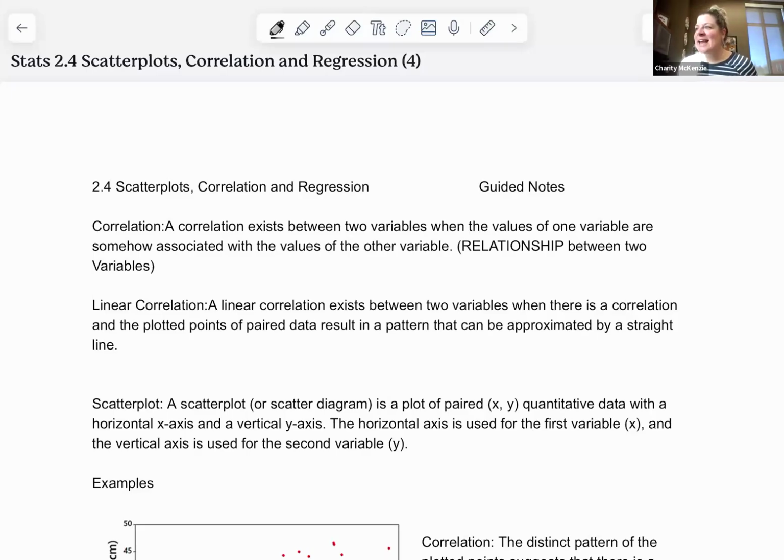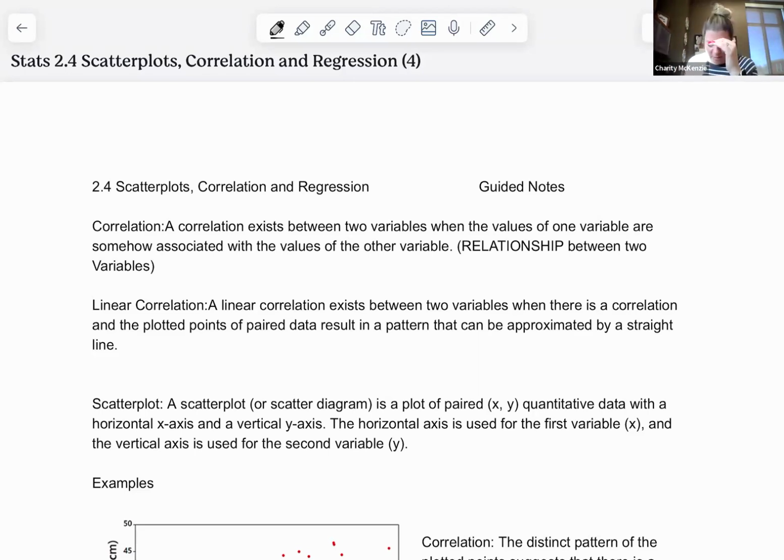All right, what is this next section? It is 2-4, looking at scatter plots, correlation, and regression. And we will look at this in a lot more detail at the end of the class as well. So what is a scatter plot? A scatter plot's comparing two variables.